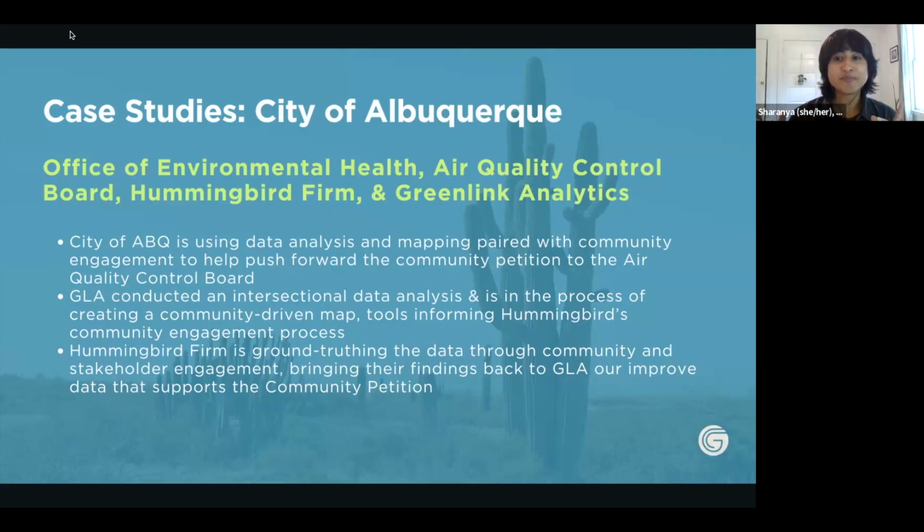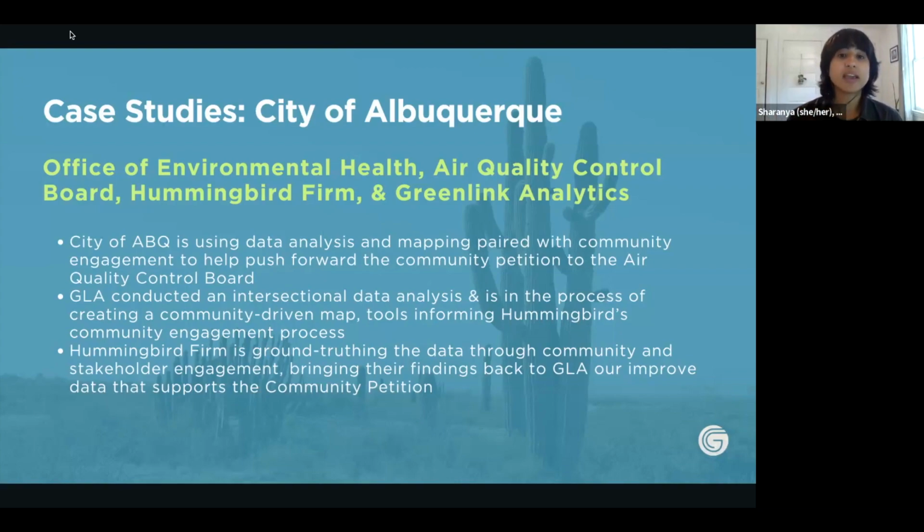As you can tell by that description, it's a very complex problem, especially one that includes many different stakeholders. It has a base of data to inform this project, but there are so many other components to it as well. Greenlink, as part of the data arm of this project, was able to provide a community-driven map and an intersectional data analysis. This initial data informed the engagement process that Hummingbird was able to lead. But this was an extremely iterative process. The findings from the engagement were then fed back into the Greenlink models and data analysis to make it that much stronger.